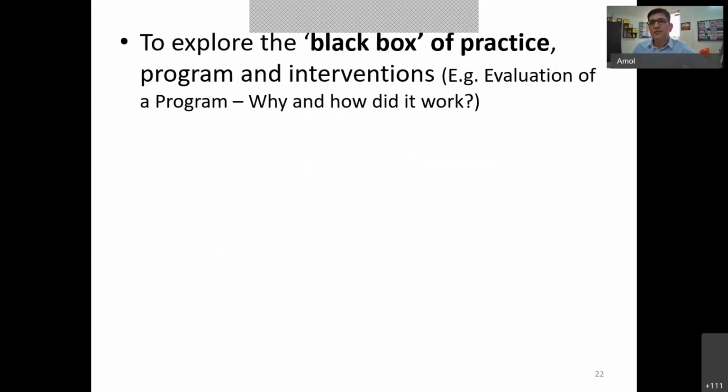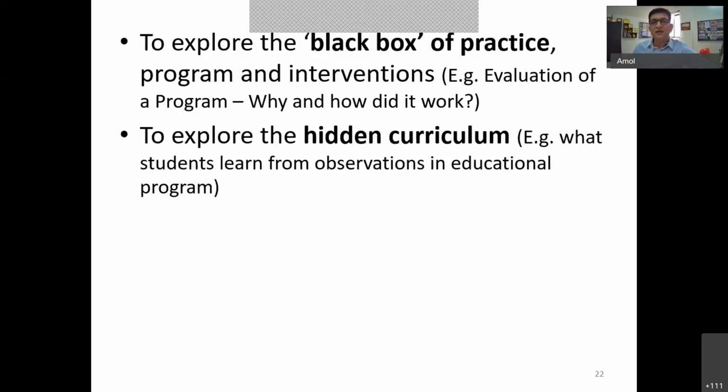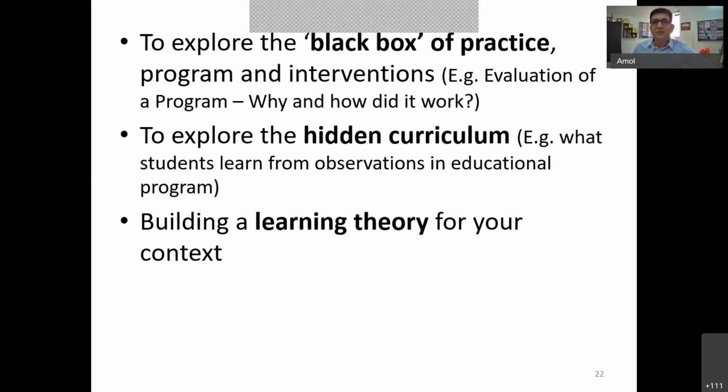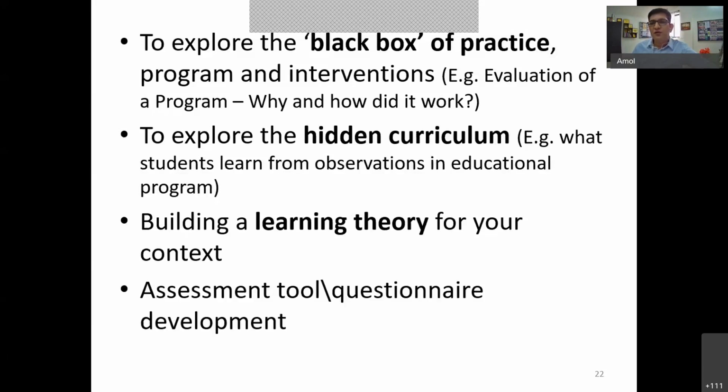Then to explore the black box of practices, such as program evaluation. Why and how did it work? Why and how did it not work? Explore the hidden curriculum: what students learn from observation in an educational program. Building a theory for your context, if you want to develop your theory.